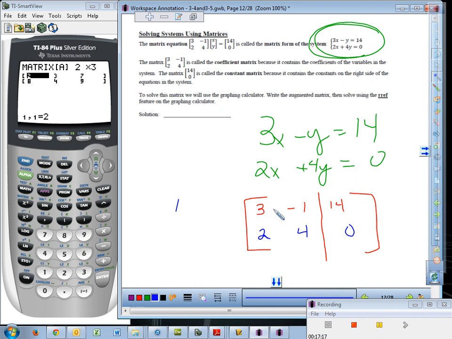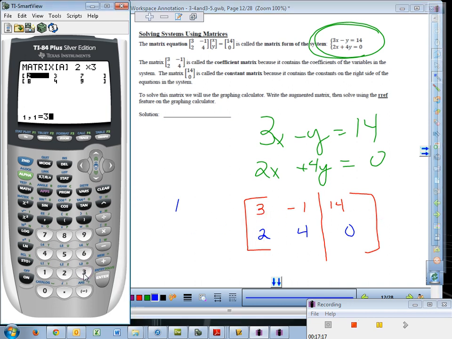It will work across. So don't we want the first one to be a 3? You with me on that? Hit enter. It'll change that to a 3. Then the cursor jumped over here. What do we want that to be? -1. Hit enter. Then a 14 and hit enter. Then 2, enter, 4, enter, 0, enter. And there's our augmented matrix typed into this calculator.